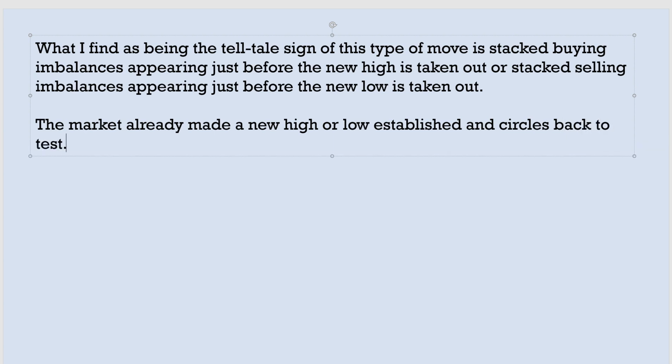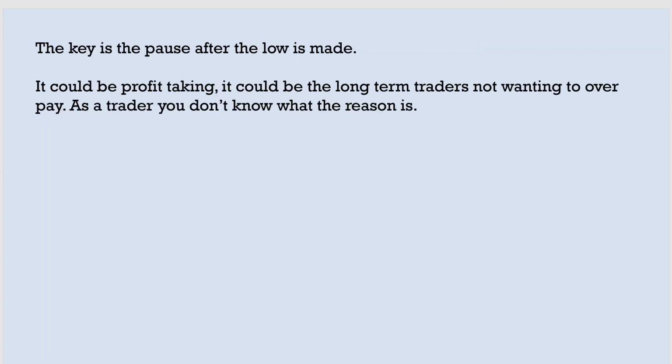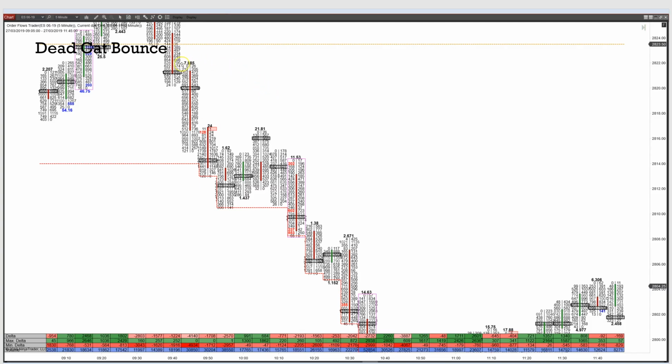Now you don't always get those stacked selling imbalances or stacked buying imbalances, but when you do, I like to watch how the market comes into the low. So the key is the pause after the low is made. It could be profit taking, or it could be the long-term traders not wanting to overpay if it's going to a high. As a trader, you don't know what the reason is. And when I say it could be profit taking, imagine a market that's been selling off, right? Everyone's been short. We hit a low, we bounce a little bit. People that were selling are taking some profits here. Okay, they're lightening it up. And then another round of selling comes in and the market sells off again.